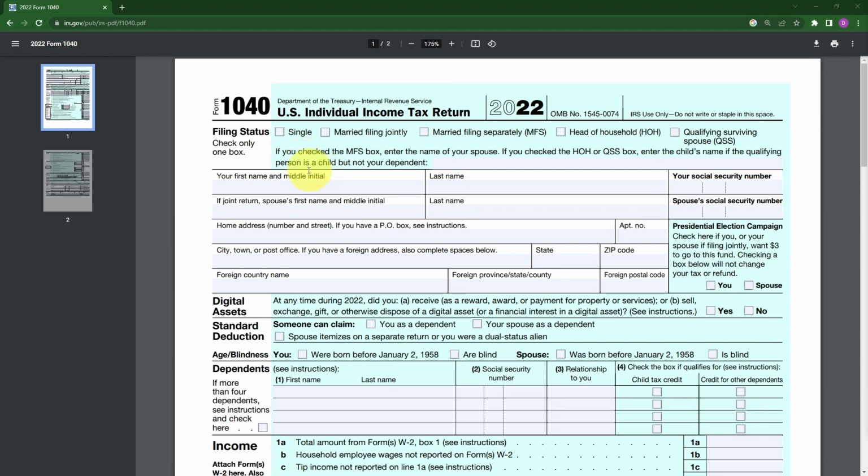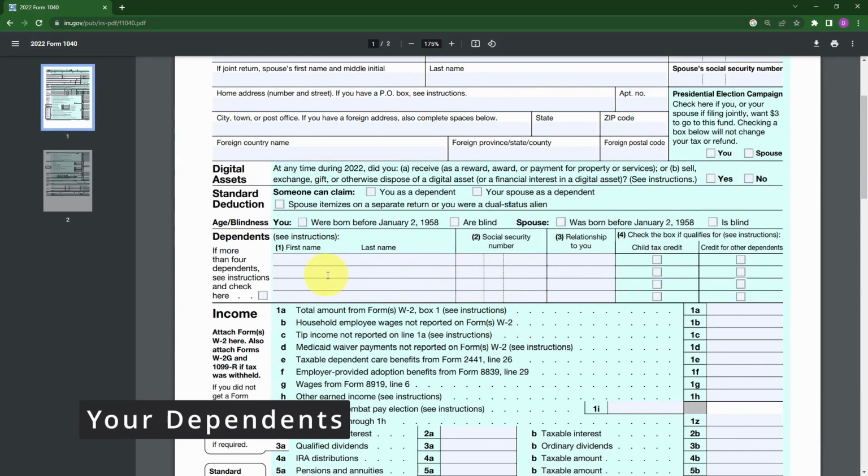The next section is basic information. This is just information about you. The next section is dependents. Dependents are your kids or anybody else that you're supporting. You want to make sure this information is correct because wrong information can cause your return to be rejected or delay your refund.